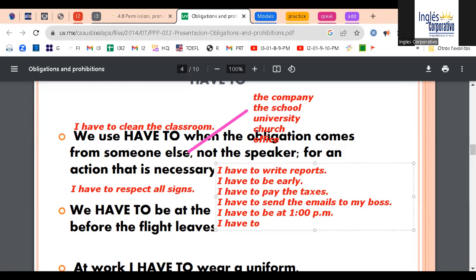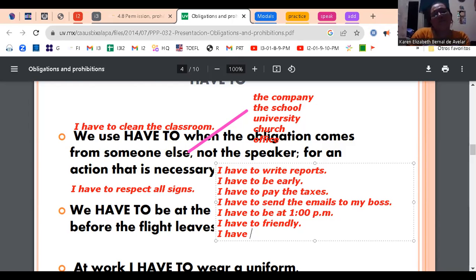Okay, yes, right? So you have to be friendly because if not, something will happen. What are some common things, some policies that you have to follow at work? Usualmente hablamos de reglamentos de la empresa que tenemos que seguir. I have to be early in the office. Yeah. I have to be early. We already have it here.